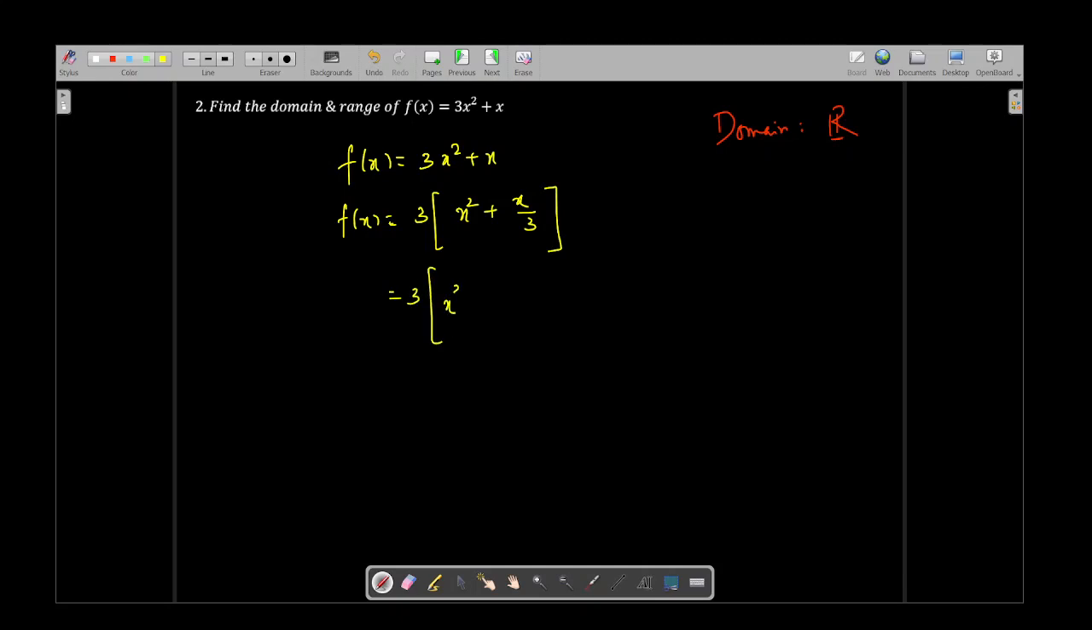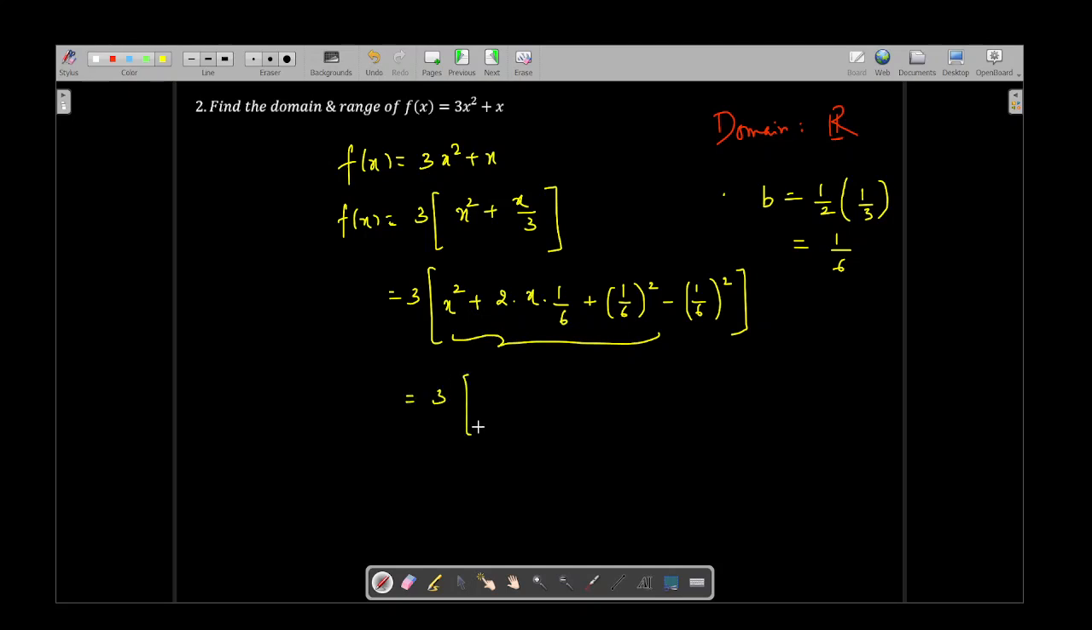So 3 into x square plus, write this as 2ab, I want. Here the coefficient of x is 1 by 3. So how will I get b? b is half of the coefficient of x, which is half into 1 by 3, which is 1 by 6. So here I'll write 1 by 6. If I cancel this 2, I'll get back the same original equation. Now I have to add b square, which is 1 by 6 square, and subtract the same thing, minus 1 by 6 square. There is no c term here, so we can stop here. From these three terms I can write this as x plus 1 by 6 whole square minus 1 by 36.